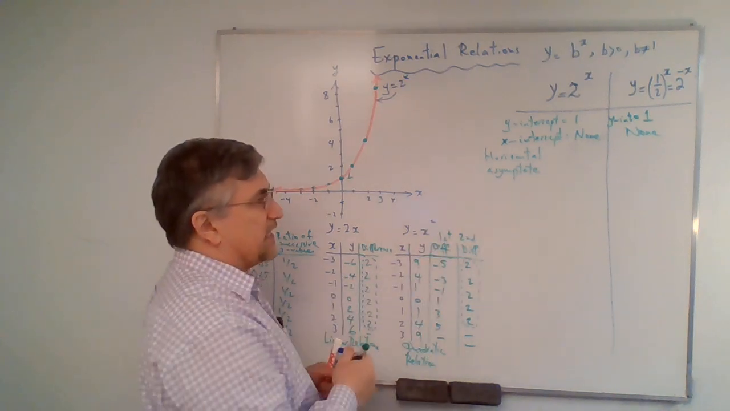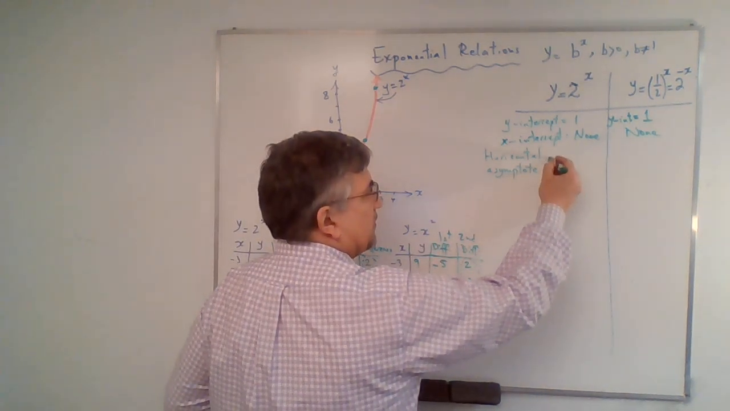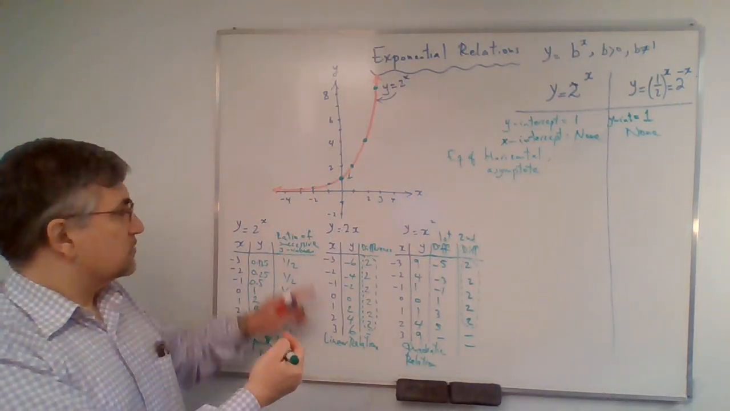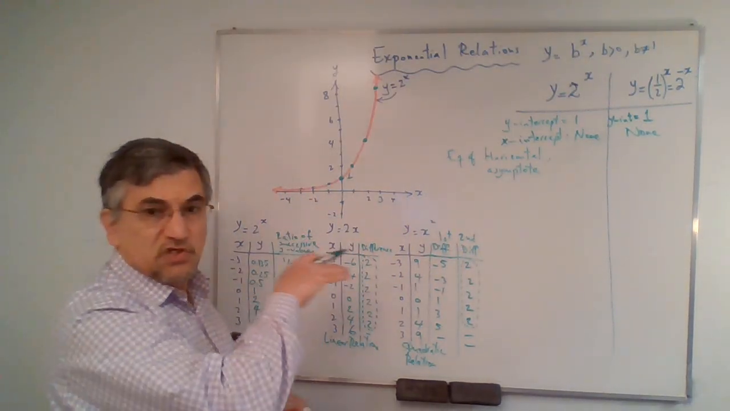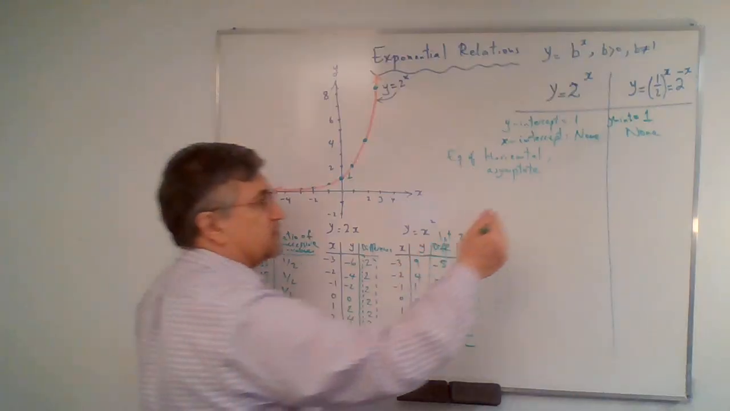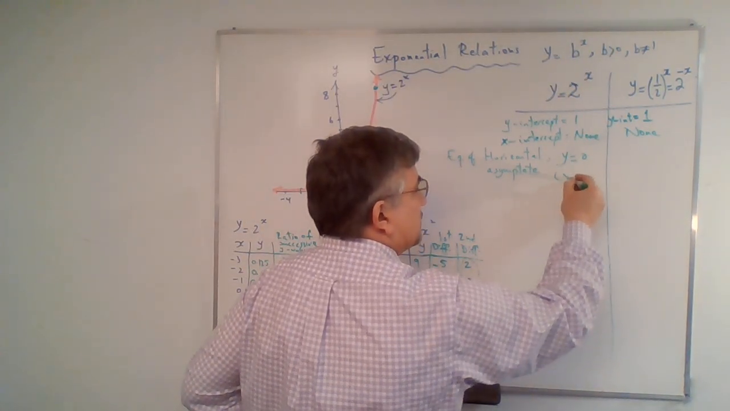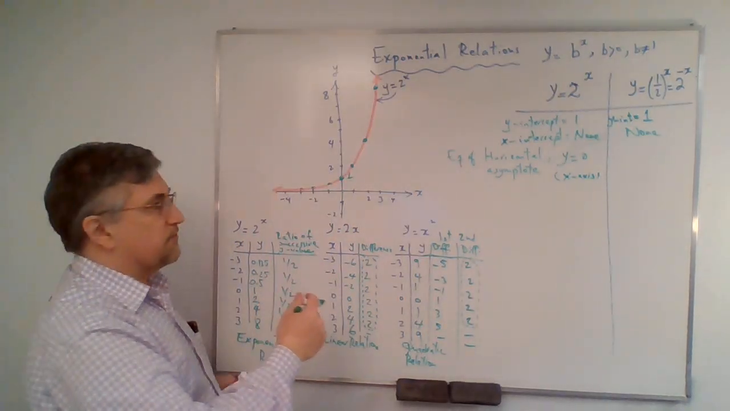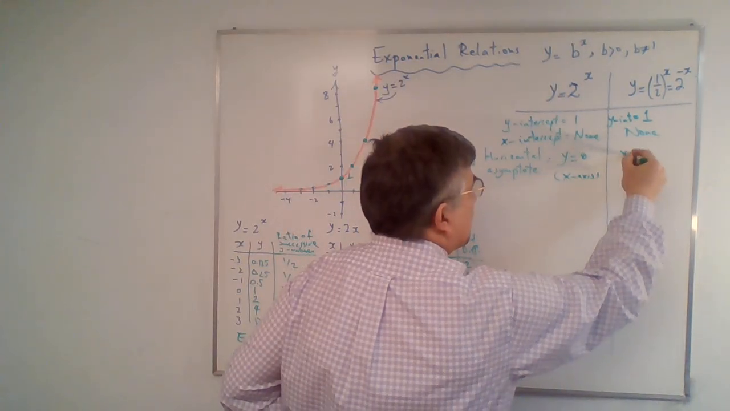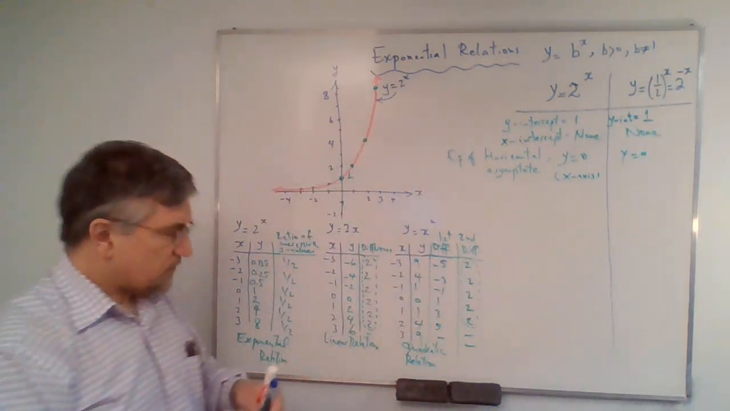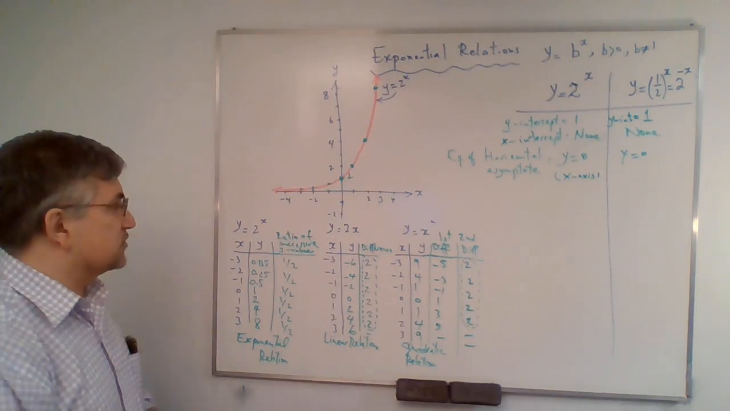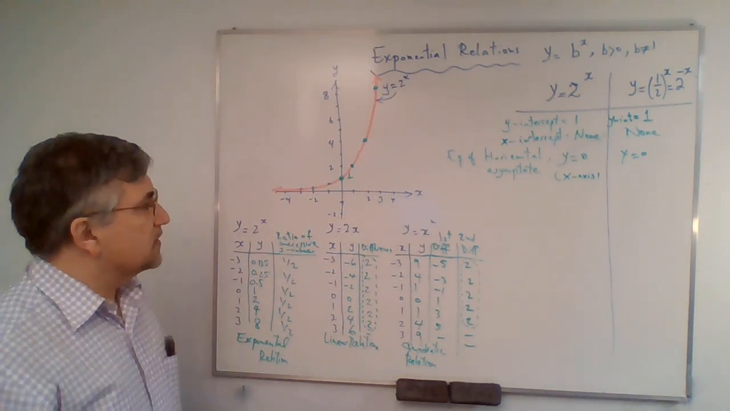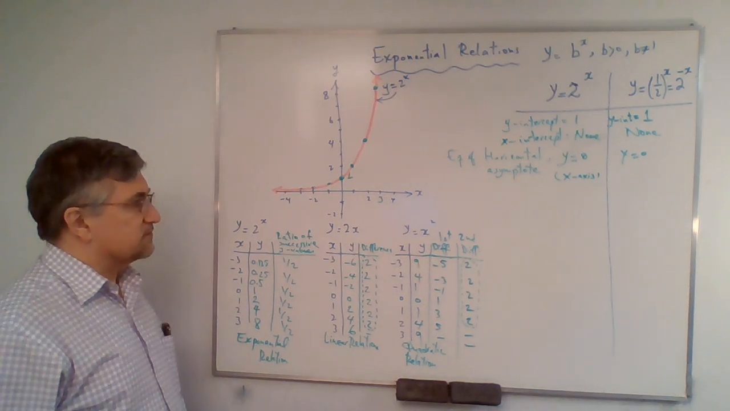This is called a horizontal asymptote, and in this case, if you want to find the equation of the horizontal asymptote, it would be just the equation of the x-axis, which is a horizontal line, and the equation is y equals 0. Basically, the equation of the x-axis. Same thing is true for the other exponential relation. So that's what we can say about the y-intercept, x-intercept, and the equation of the horizontal asymptote.